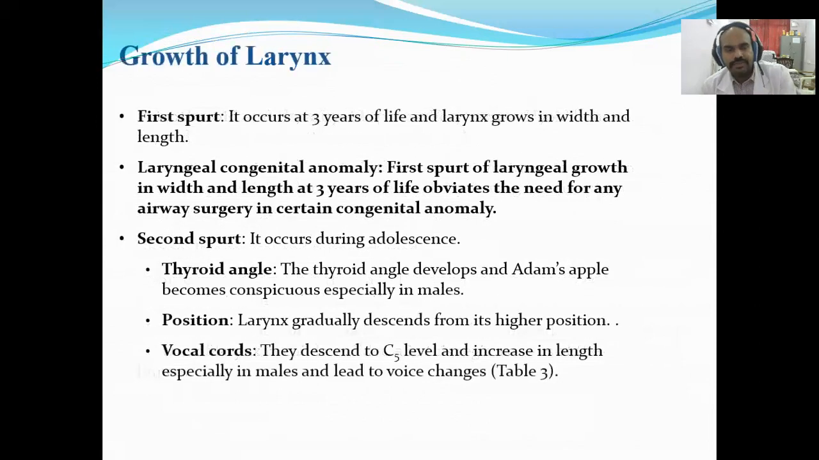Growth of the larynx: the first spurt of laryngeal growth starts at 3 years of life, and the larynx grows in width as well as length. In laryngeal congenital anomalies, this makes obvious the need for airway surgery. The second spurt occurs during adolescence. The thyroid angle develops and the Adam's apple becomes prominent and conspicuous, especially in adult males.